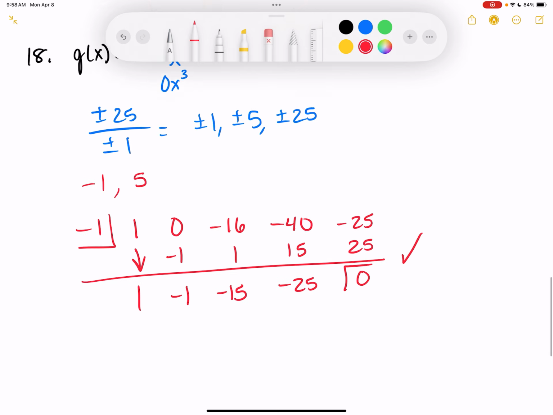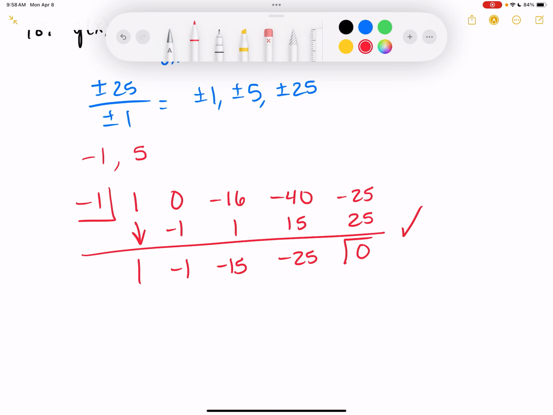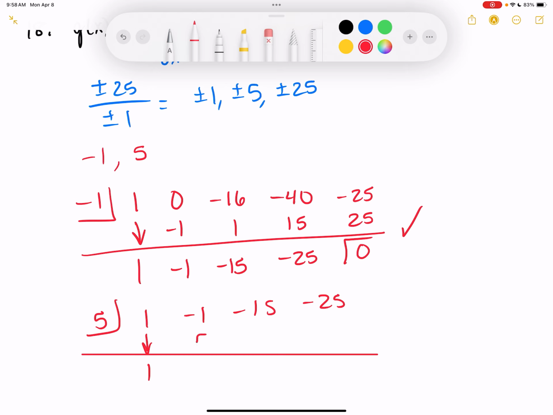So then again, I'm going to use the reduced, or the simplified one. So 5, then 1, -1, -15, -25. So bring down the 1, times 5 is 5, minus 1 is 4, times 5 is 20, minus 15 is 5, times 5 is 25, minus 25 is 0. So that one also works.